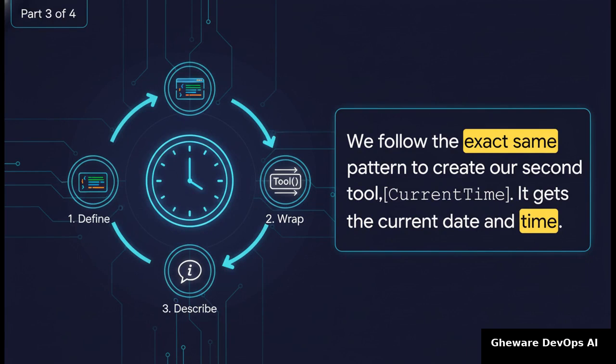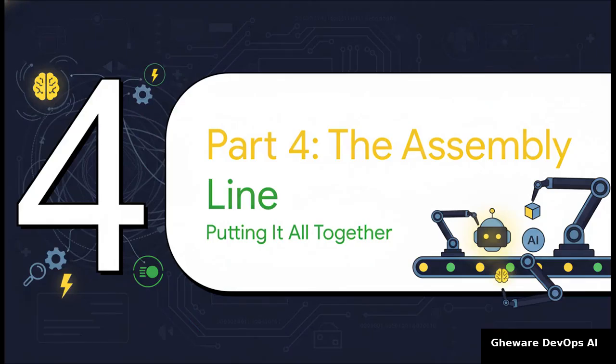We define a simple Python function that gets the current time, and then we wrap it as a tool with another really clear, unambiguous description that tells the agent, hey, use this tool when you need the current date and time. It's simple, it's effective, and it's a repeatable pattern you'll use over and over.